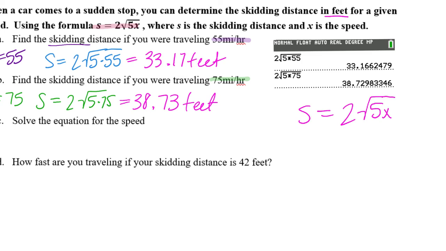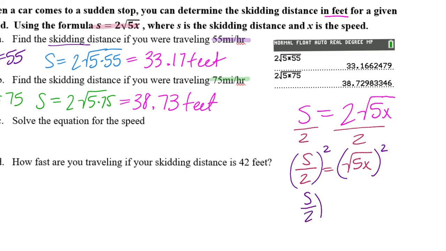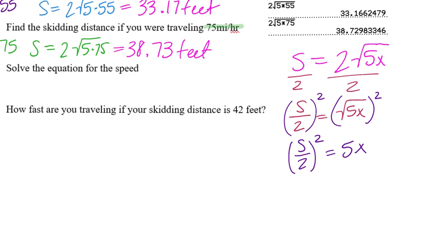So the very first thing we do is got to get rid of that 2 in the front. So S over 2 equals root 5x. Got to get rid of the radical next. So we do that by squaring both sides. So S over 2 squared equals 5x. Last step, we've got to get the x by itself, so we divide by the 5 on both sides. So speed is going to equal S over, actually I'm probably going to need a little bit more space than that. So x equals S over 2 all squared, all divided by 5.